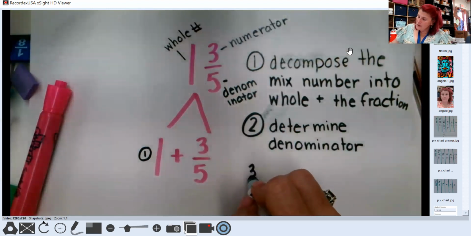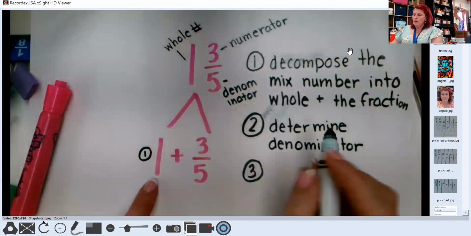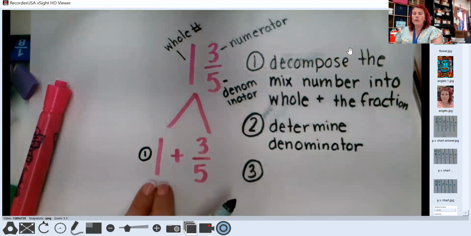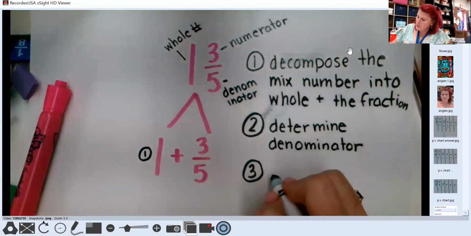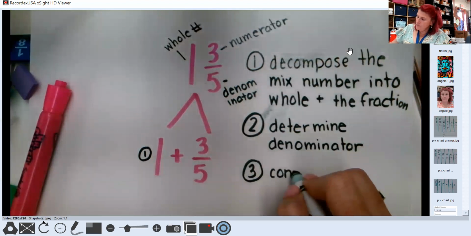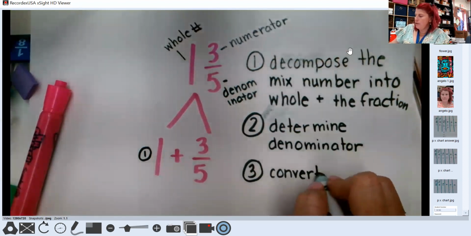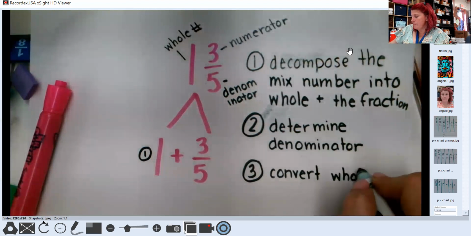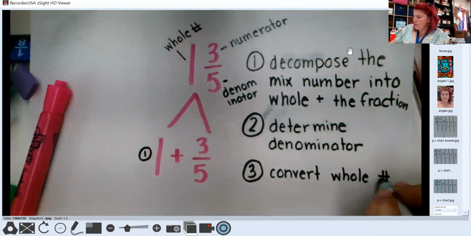The next step is to convert my whole number into a fraction whole. Convert the whole number into a fraction whole.